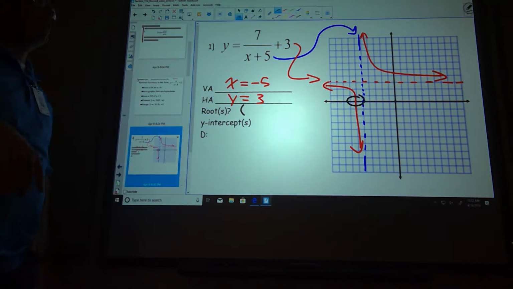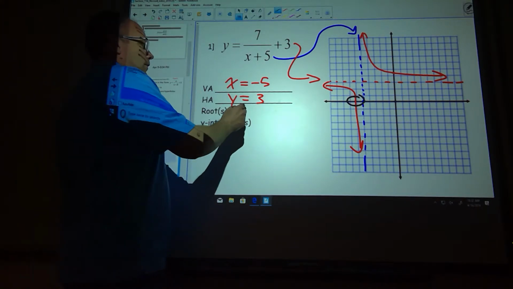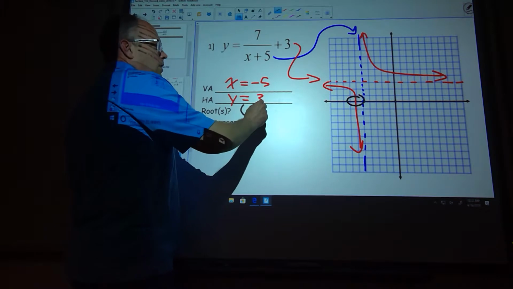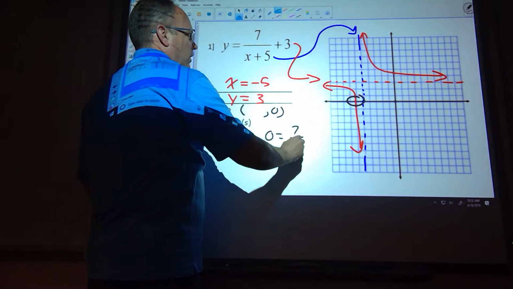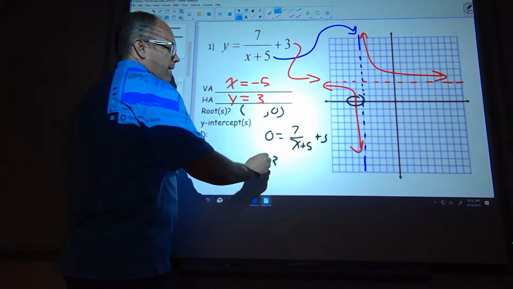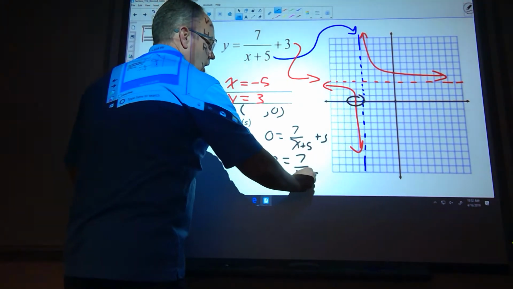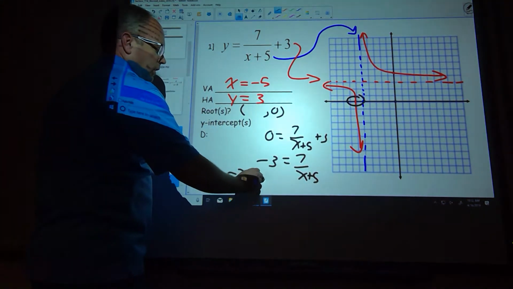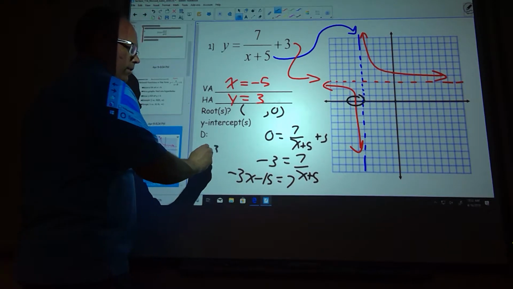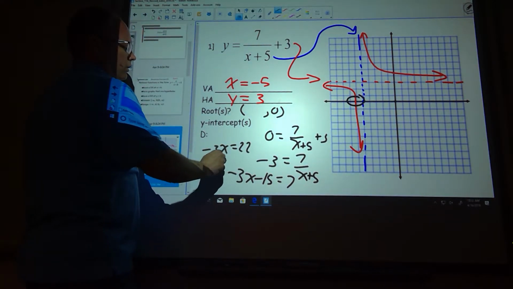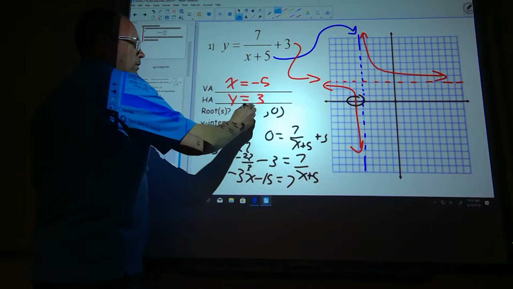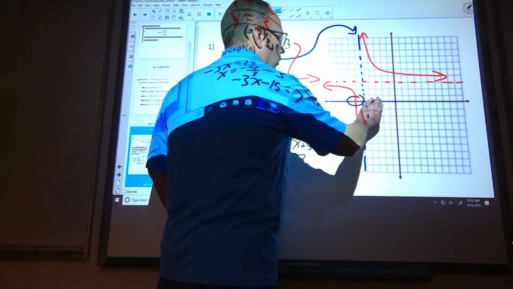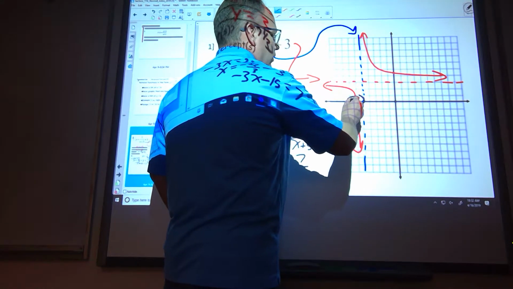You don't always have roots if you don't have a horizontal asymptote that moves up or below the thing. So if I have a root, I'm going to plug 0 in for my y value. So I get 0 equals 7 over x plus 5, plus 3, subtract 3. Negative 3 equals 7 over x plus 5. 3x minus 15 equals 7. Negative 3x equals 22. So x equals negative 22 over 3. So that's negative 7 1/3. So 1, 2, 3, 4, 6, 7 1/3, like right there.